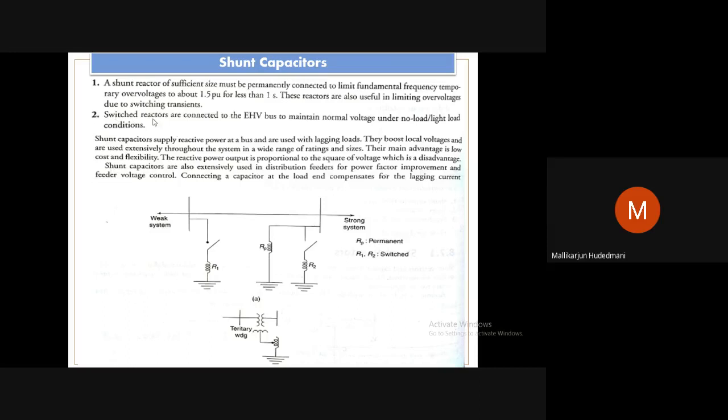And switched reactors are connected to the extra high voltage bus to maintain normal voltage under no load or light load conditions. This is another approach. You can see one single line diagram which is shown here. So a weaker system, a stronger system interconnected, and a transformer in the system. The primary, secondary, tertiary. The tertiary winding is meant for compensation. Most of the compensation through the transformer is done at the tertiary winding only. This is going to cause the phasor changes in the reflections at the primary and secondary. So therefore, the tertiary winding is adopted for the compensating devices.